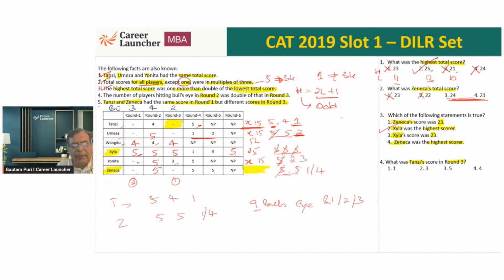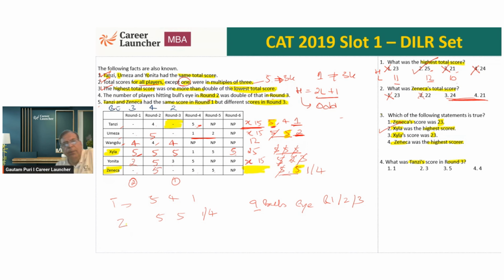Okay. Let's see. As far as Unita is concerned, Unita will not get a bullseye in round 1 because Unita is 5, 2, 3. 3 has already happened. It is given already, so I'm not counting it. And this one will be 2. So Unita cannot get a bullseye in round 1. Because there's nothing to be really looked at. And so who are left for me? Who are left whose bullseye I still have to accommodate? In round 1 we can have 1 of Tanzi, 1 of Umeza, and 1 of Zeneca.